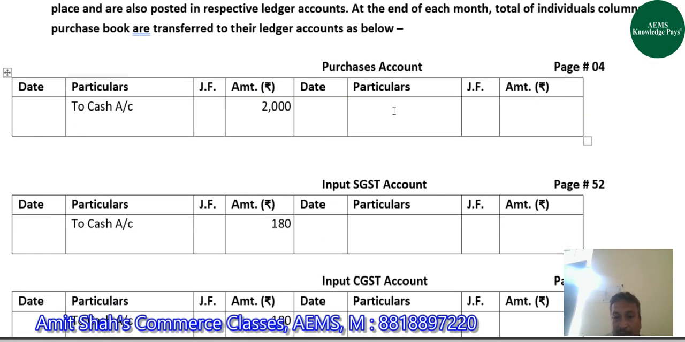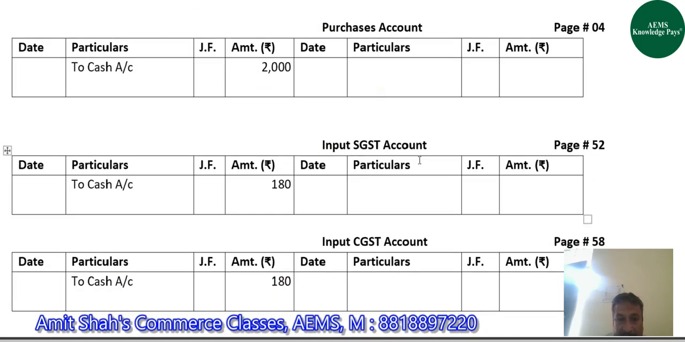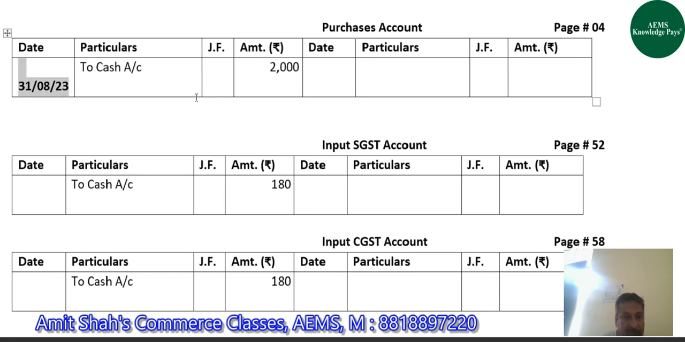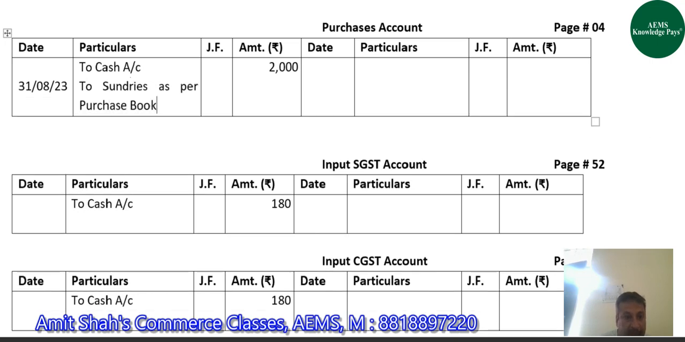So what I'm trying to tell you guys is that the purchase of goods in cash along with GST is recorded individually in purchase account and respective GST accounts. Now at the end of the month, let's say on 31st August 2023, he will transfer the total of purchase from the purchase book, for which he will write two sundries as per purchase book.